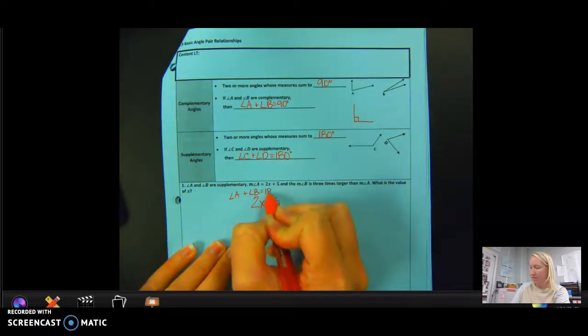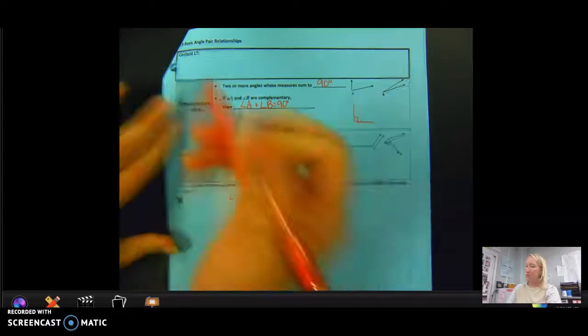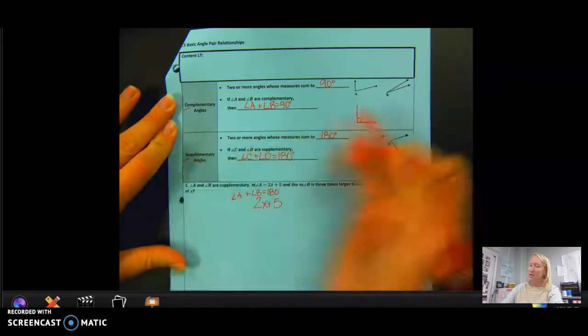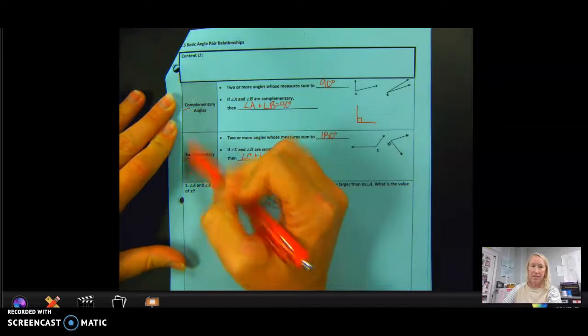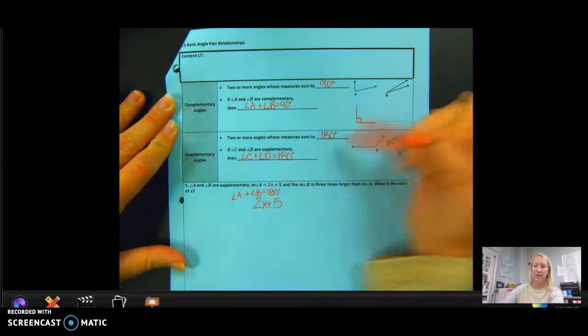Supplementary is 180 degrees. Here is how I remember how much they add to: complementary starts with C, supplementary starts with S. C comes before S alphabetically, just like 90 degrees comes before 180 degrees.